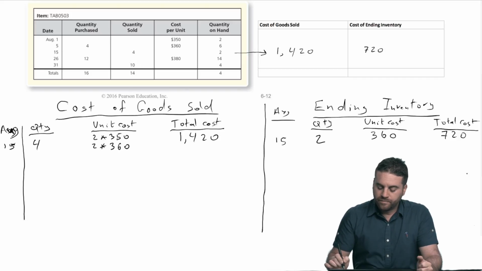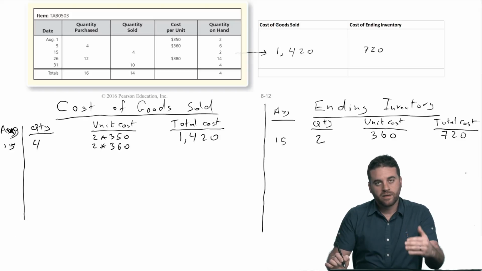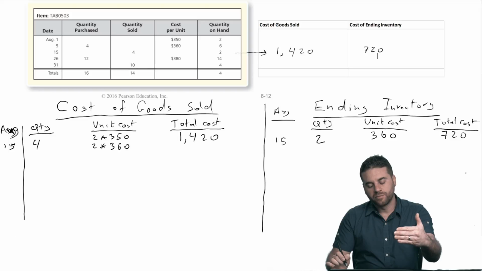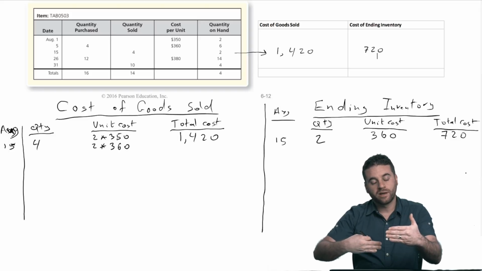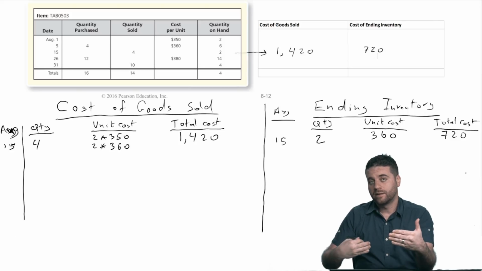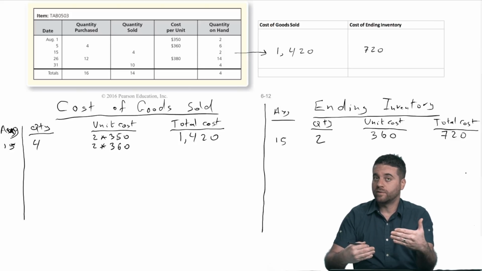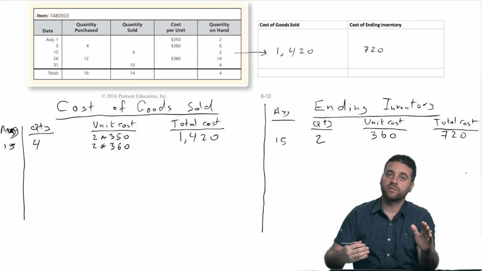Okay. So that gives you an idea on how FIFO works. We start from the old stock first, and then we move forward, and then the leftover. So basically the younger inventory will be the ending inventory, because the older ones will be sold out.